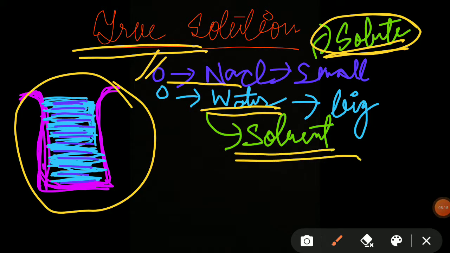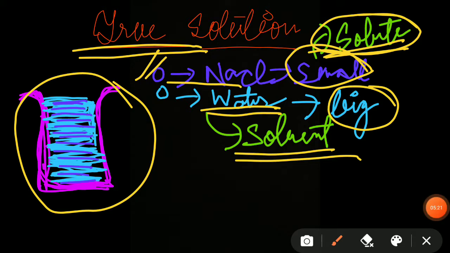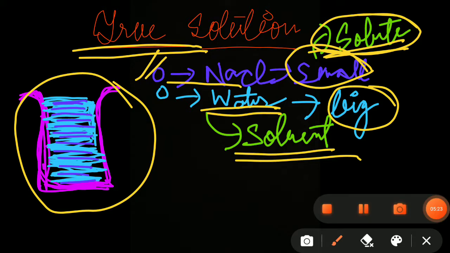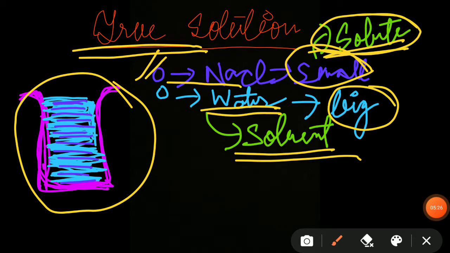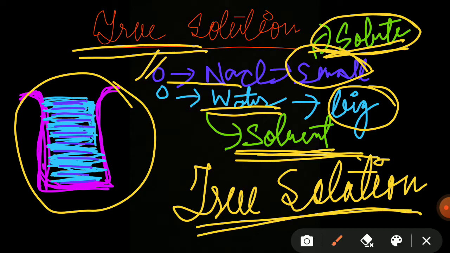So solvent particles are big and the solute particles are small. When it happens, the mixture mixes evenly with the solvent particles. So the sodium chloride, that is the solute particles, mixes evenly with the solvent particles, that is the water, and is perceived as a single component. Such a solution is called a true solution. Remember this. I hope the concept is clear.